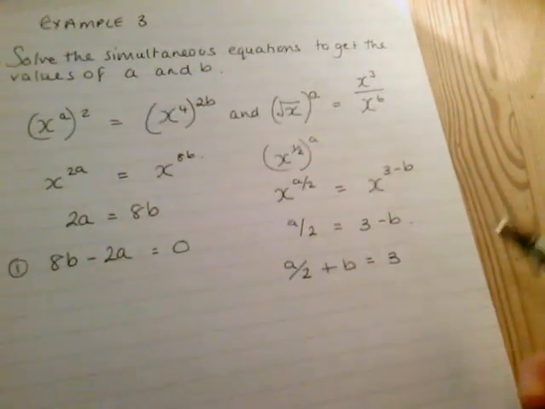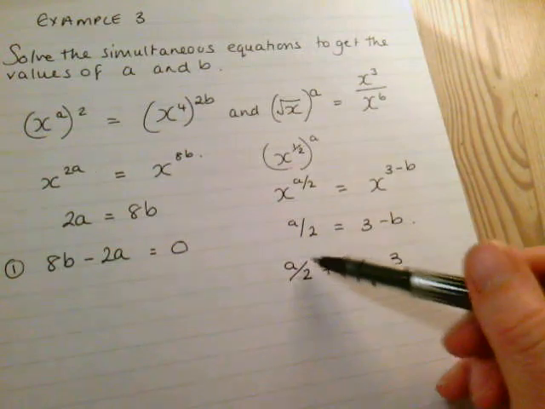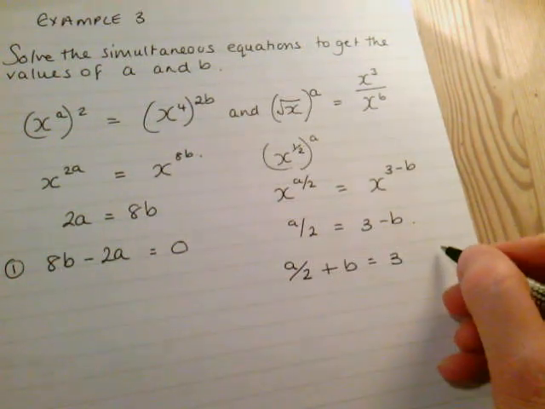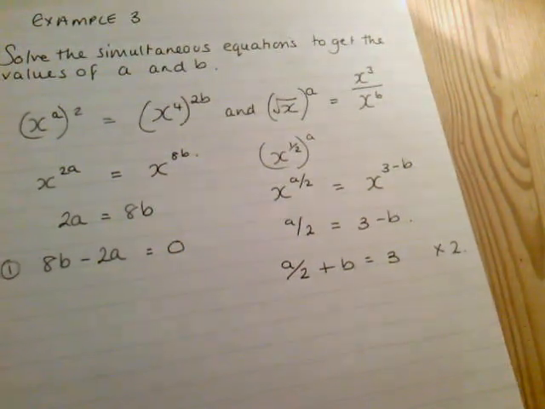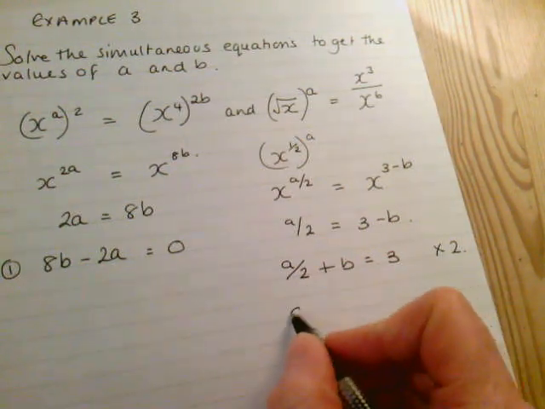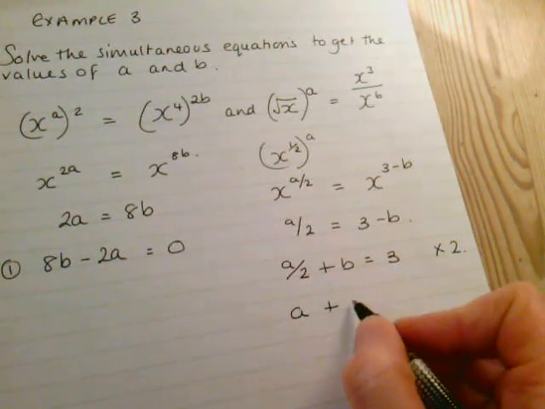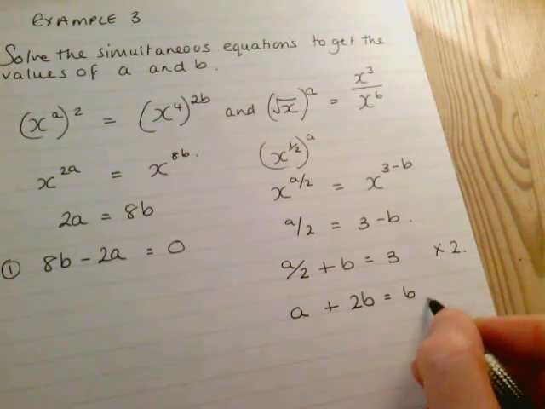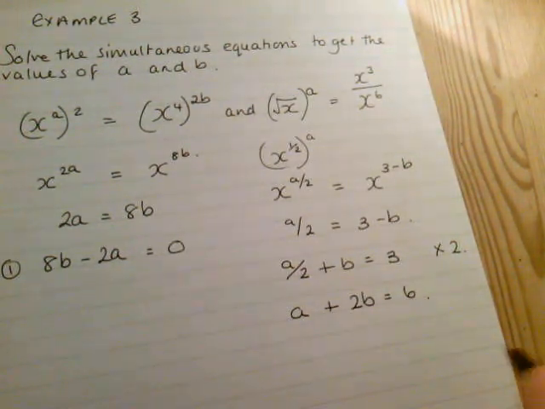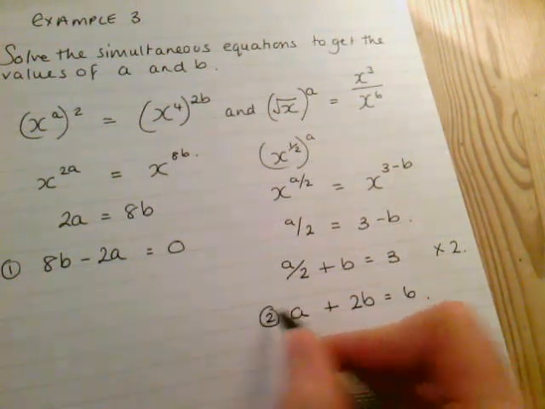Okay, I want to get rid of this denominator of 2 here, this fraction. So I'm going to multiply the whole equation by 2. I need to then multiply every term within the equation by 2. So a divided by 2 multiplied by 2 is a, plus 2b equals 6. Okay, so I've now got a second linear equation that I can use to solve. So I'm going to number that one equation number 2.